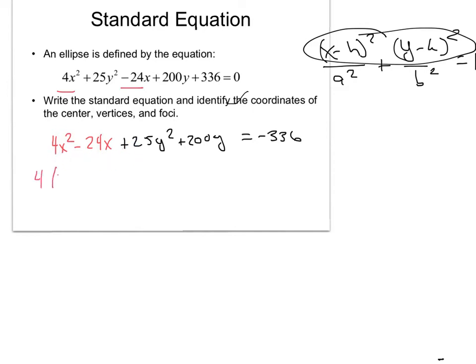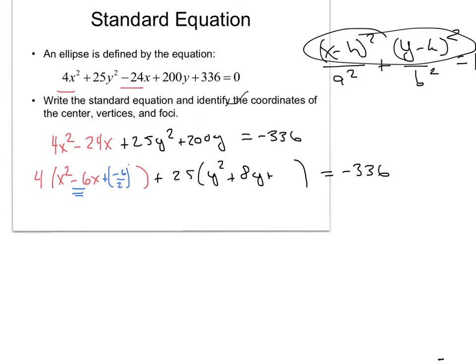So I pull out the 4, and I'm left with x squared minus 6x. I'm going to leave myself a little bit of space here, because I know I have to complete the square on the inside. Plus, I'm going to pull out a 25: y squared plus 8y, and I'm going to leave a little space because I have to complete the square, and that's equal to negative 336. In order to complete the square, I'm going to take the middle term, divide it by 2, and square it. So I'm going to add in negative 6 divided by 2 squared, and on this one, 8 divided by 2 squared.